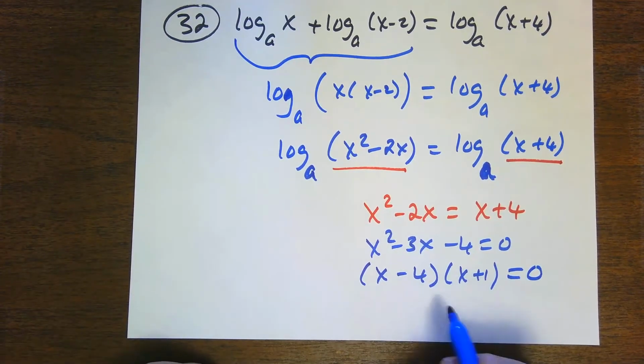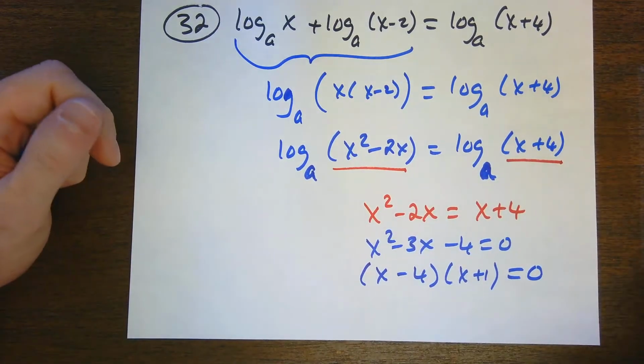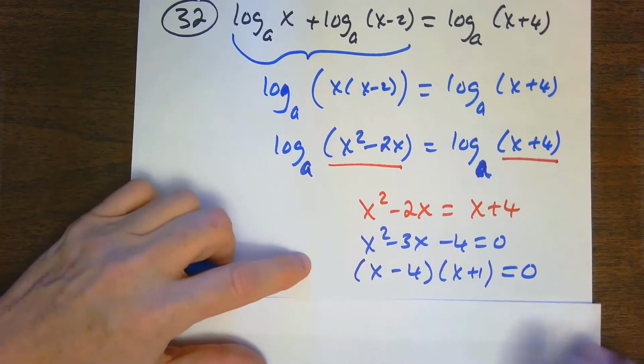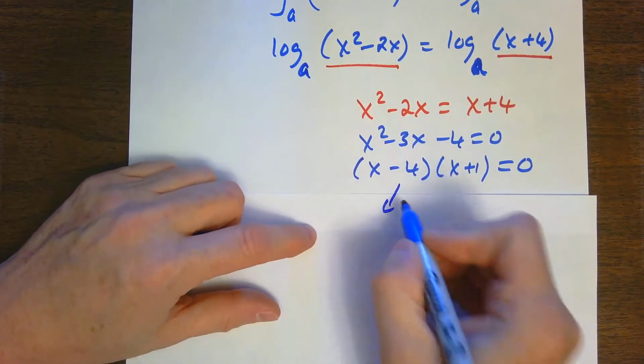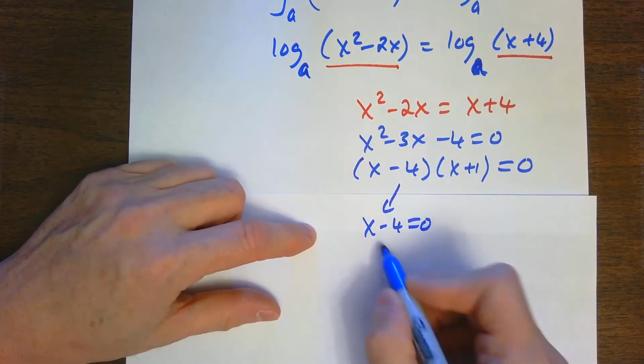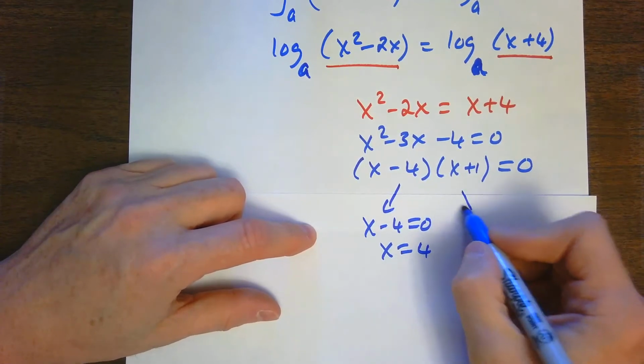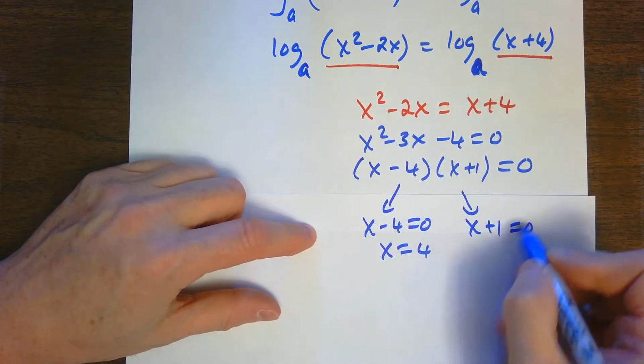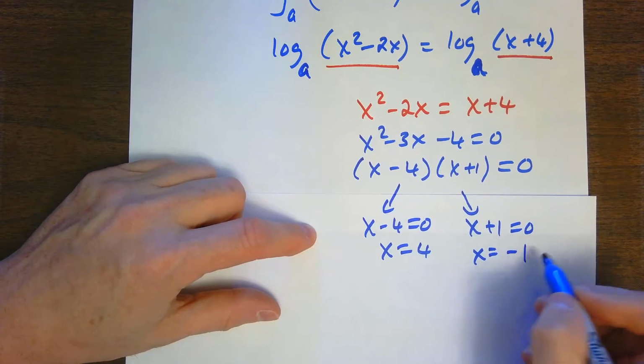Set each factor equal to 0. It seems like I'm always running out of space here. You have to use at least one more page just for a couple of lines. X minus 4 equals 0, therefore x equals 4. X plus 1 equals 0, therefore x equals -1.